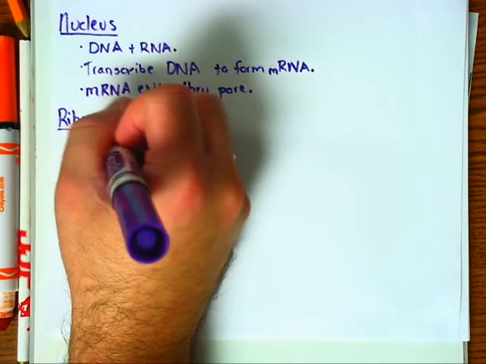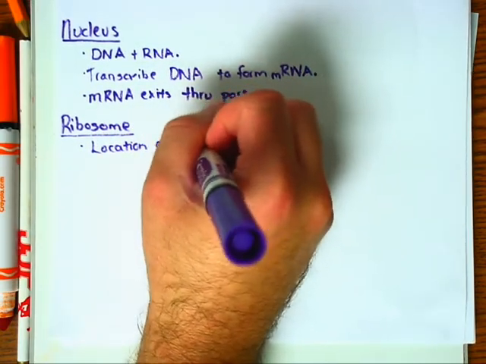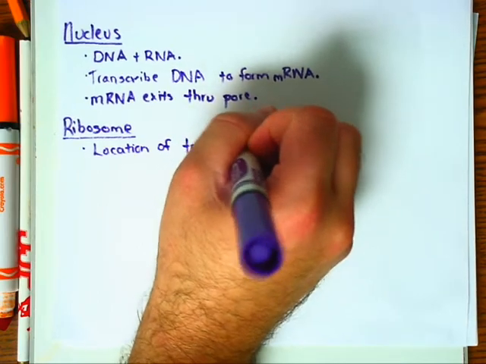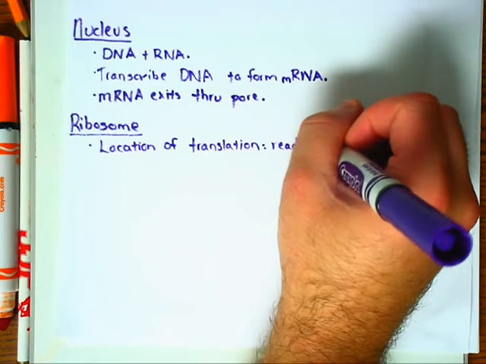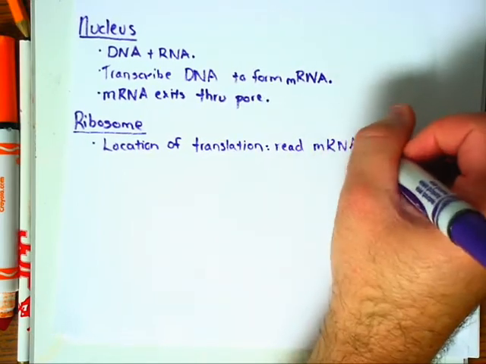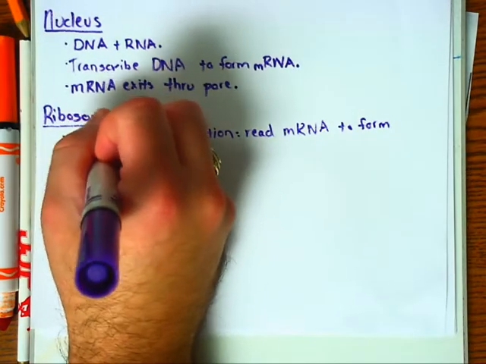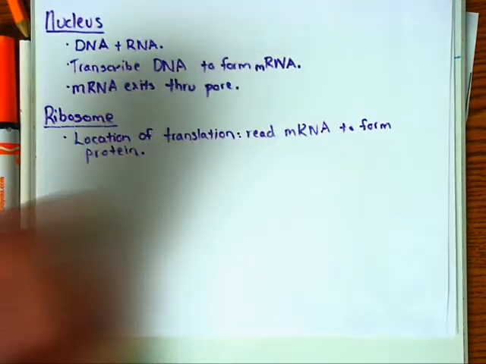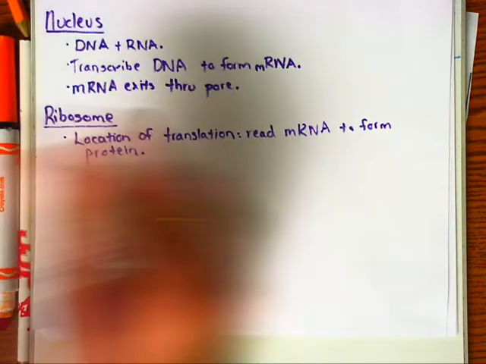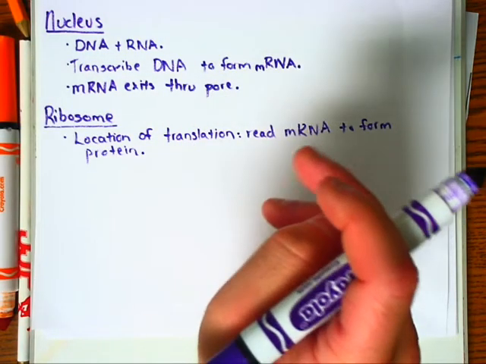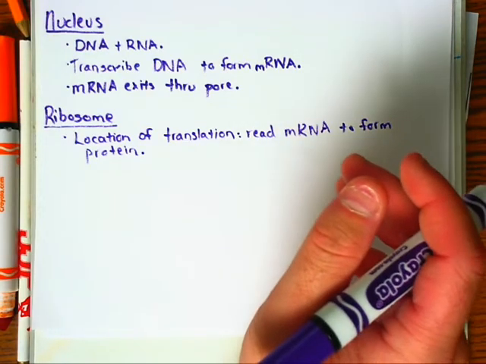So this is the location of translation, which is basically when you read the mRNA to form the protein. Correct? On the third bullet on the nucleus it says mRNA through a pore. Oh, okay. So you read the mRNA to form a protein, right?